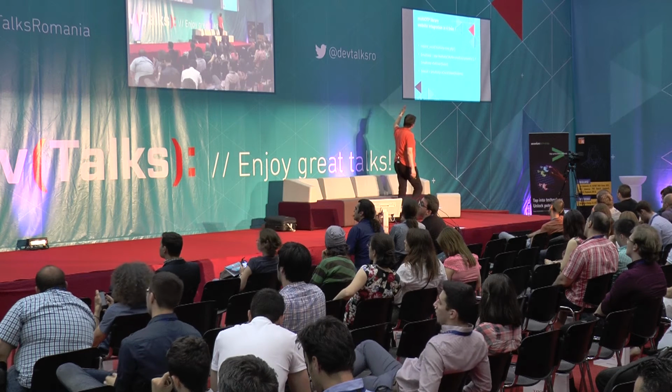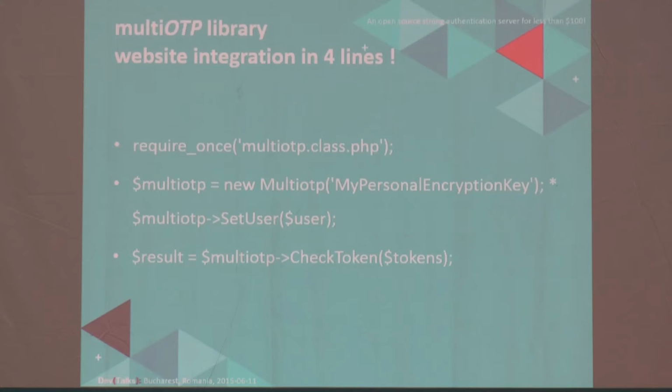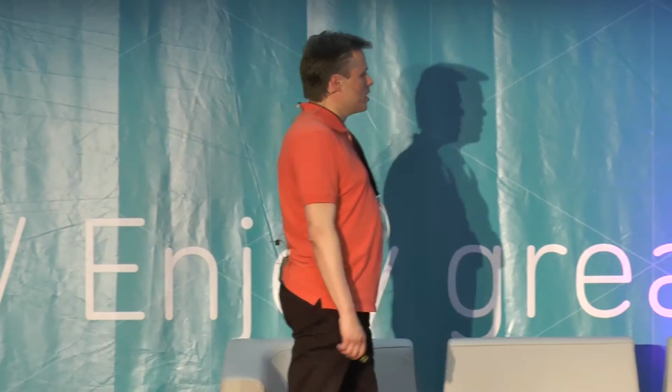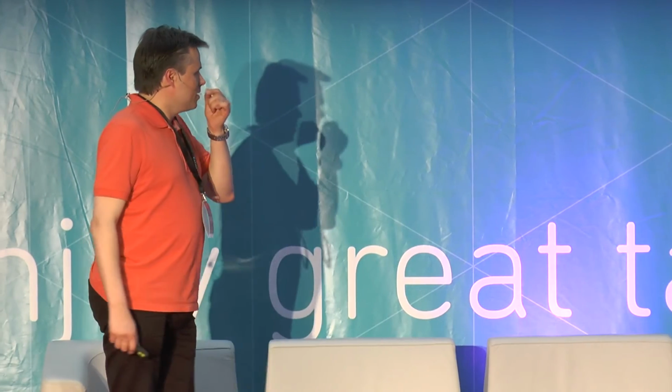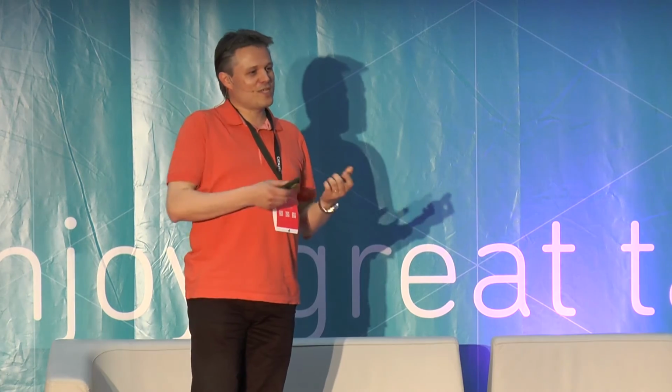Here is how you can have strong authentication in your web server in 4 lines. You require the class, you create a new object, you set the user that you want to check, and you call check token, and you receive a result, which is a 0 if it's okay, and you have various error codes if the token was replayed or if the user is locked or whatever. Okay? So in 4 lines, of course, you still have to generate the token, etc. But to check the user in 4 lines, you're okay.